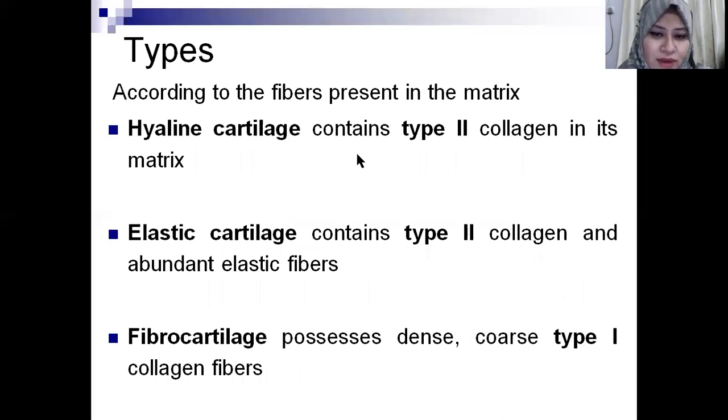According to the fibers present in the matrix, cartilages are divided into three types: hyaline cartilage, elastic cartilage, and fibrocartilage. Hyaline cartilage contains type 2 collagen in its matrix. Elastic cartilage contains type 2 collagen and also an abundant amount of elastic fibers. Fibrocartilage possesses dense, coarse type 1 collagen fibers.